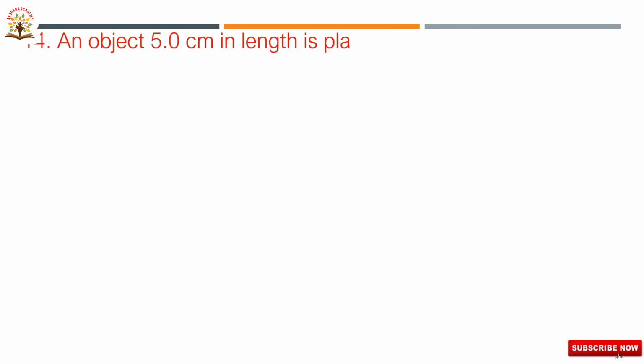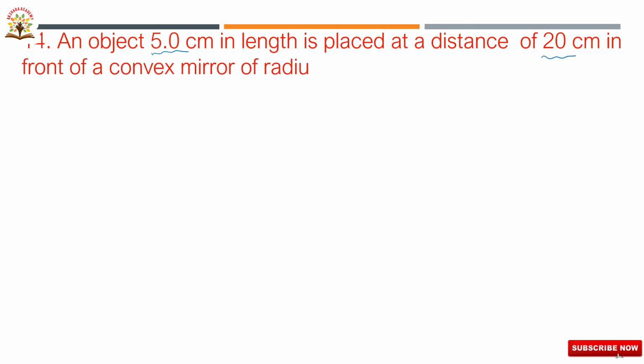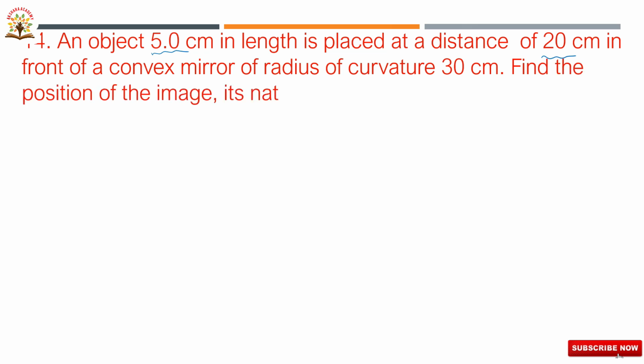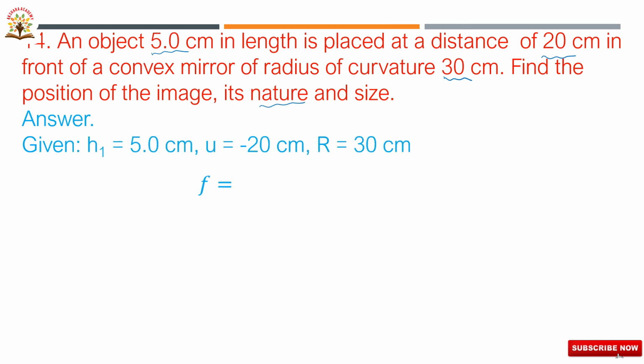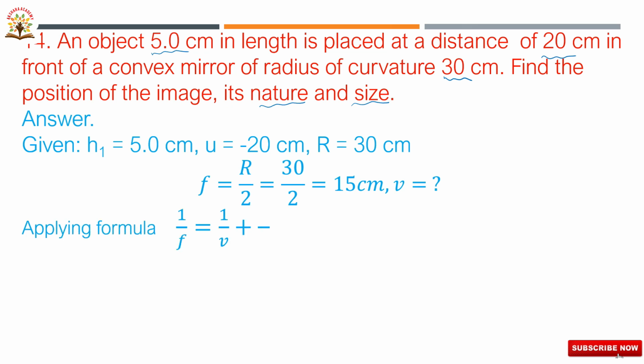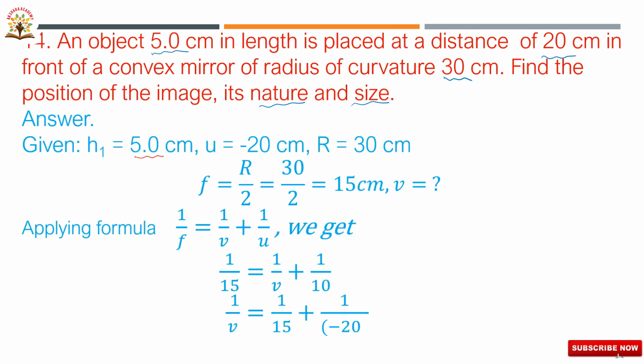An object 5 centimeters in length is placed at a distance of 20 centimeters in front of a convex mirror of radius of curvature 30 centimeters. Find the position of image, its nature and size. Now, given height is 5 centimeters, u is equal to minus 20 and r is equal to 30 centimeters. Why minus? Because according to the rule for sign convention, we have to take object distance as minus in the case of convex mirror.